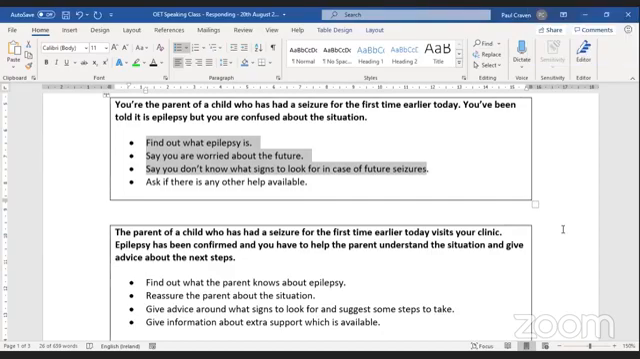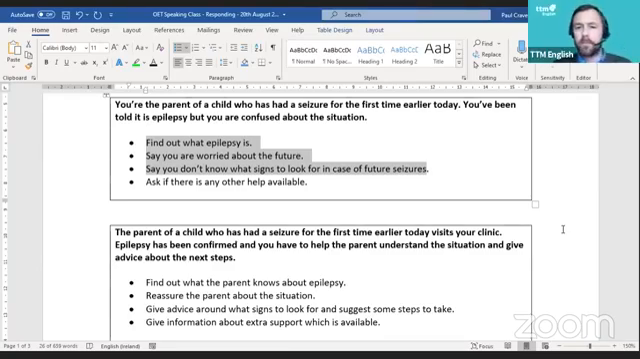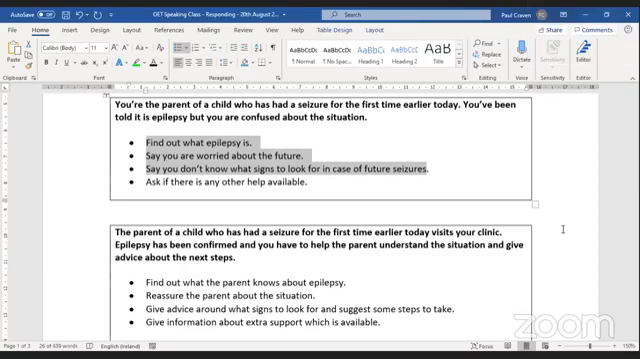Paul, my daughter had a seizure this morning, and I'm quite worried, because I don't know why it happened. It all came suddenly. So I am very confused about the situation, and I'm very scared too. Do you know what epilepsy is? No, I'm sorry. I don't know.